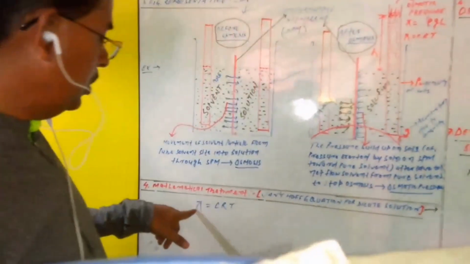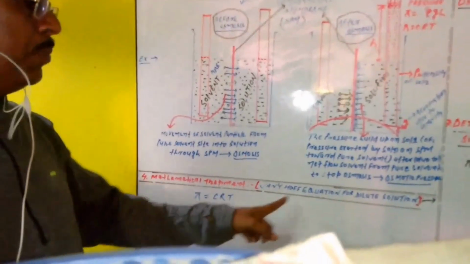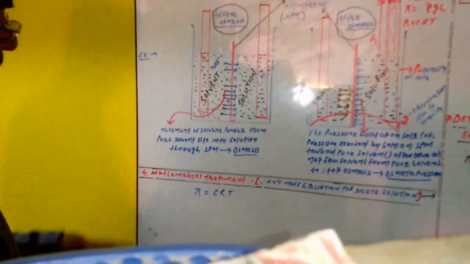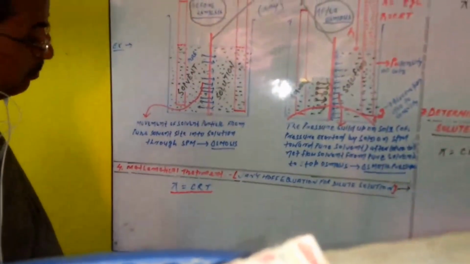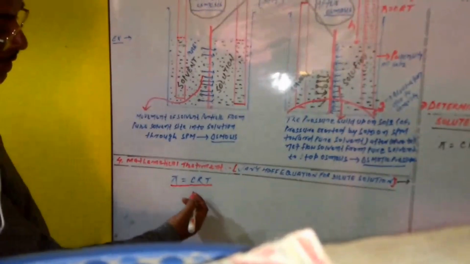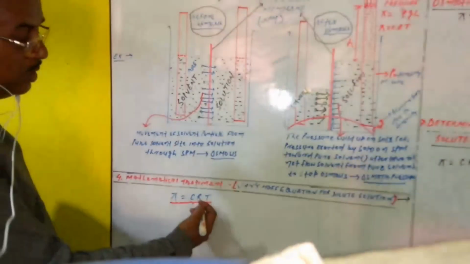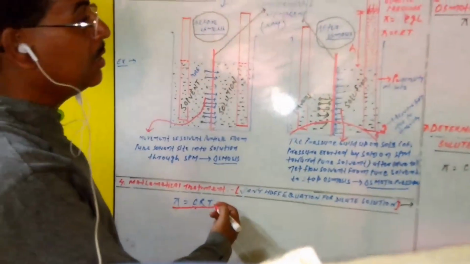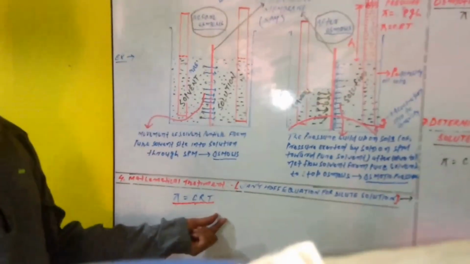One more thing in the mathematical treatment: the Van't Hoff equation for dilute solution, for the mathematical treatment of osmotic pressure on the basis of experimental truth, is pi equal to CRT. Here pi is the osmotic pressure, C is the concentration of the solute in solution, R is the universal gas constant, and T is the temperature in Kelvin at which the whole process is done. So pi equal to CRT is the mathematical treatment.